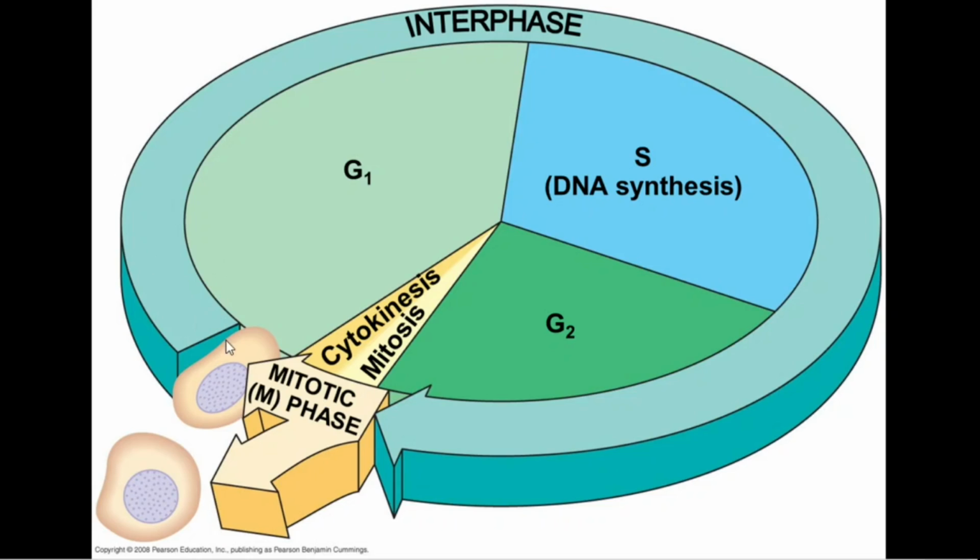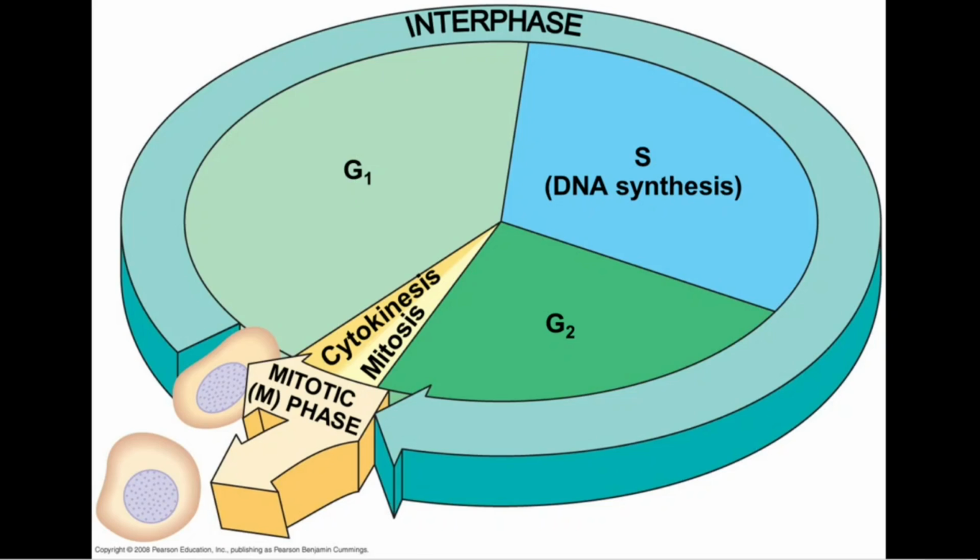So let's start back over here then. This cell is just entering the cycle, and we can see that the first part of interphase, or we can actually divide interphase into three distinct stages. We have G1, S, and then G2. The first stage then is G1. The G stands for gap 1. Personally, I tend to think of it just as growth.